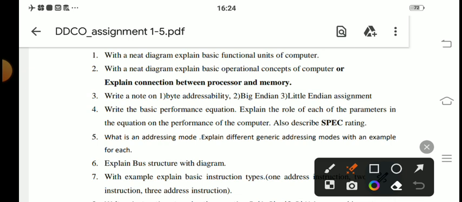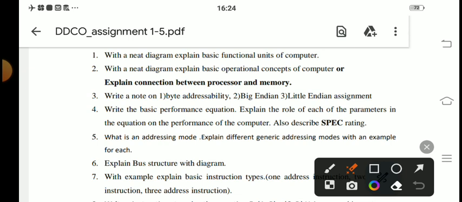So if they have asked to write 3 or 4, so write 3 or 4, then go for the 5th or 6th, like that. Okay, if you have much time, then you can answer the extra questions that you have not answered.